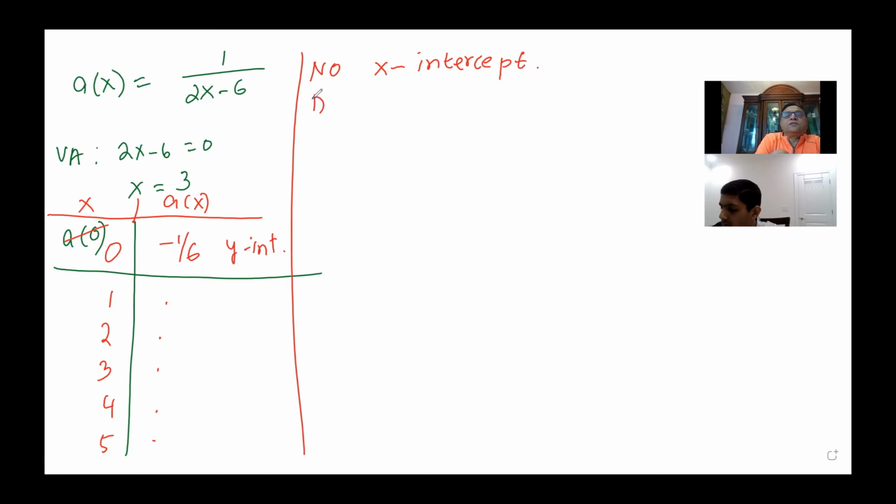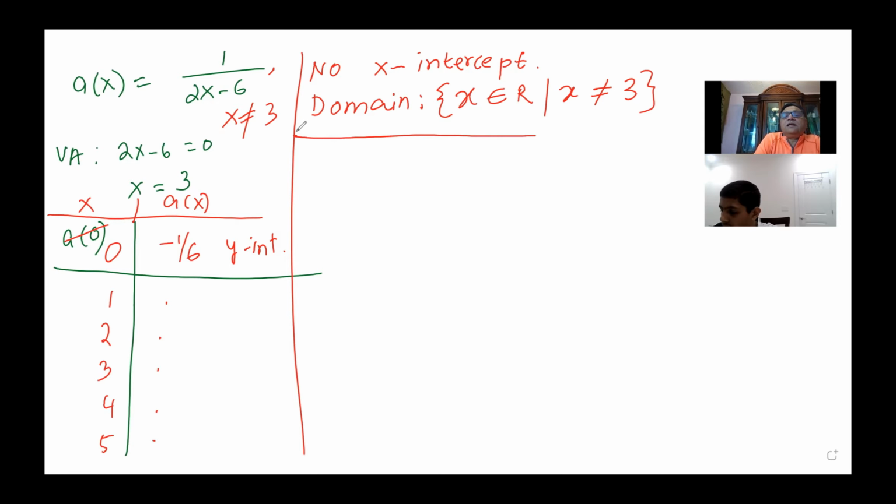And the domain is what? Domain is x belongs to real values, right? But we know x is not equal to 3 because 3 is your vertical asymptote. So x is not equal to 3, but all other values are valid. So what happens when x is a very large positive value, and what happens when x is a very large negative value? This is what we have to check. That is called end behavior.